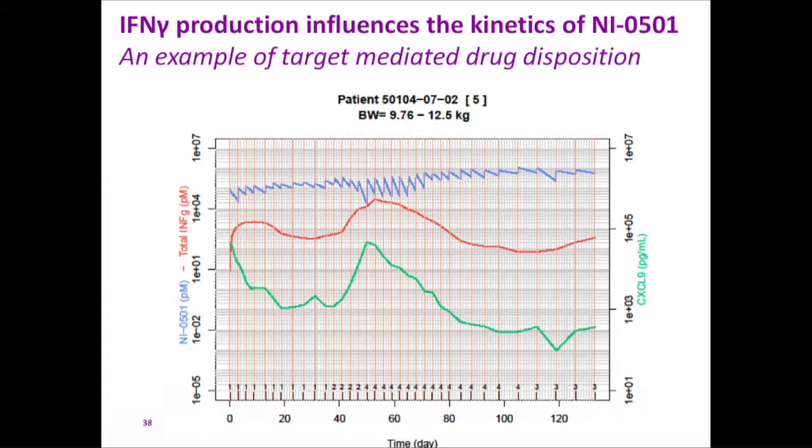So this is the level of the drug. You see the patient is losing drug here because total gamma is increasing. It's losing the drug because of target-mediated drug disposition, and therefore is losing neutralization. CXCL9 goes up again. If you increase the dose, which is what has been done here, you increase your level of drug. Total gamma is neutralized, and then slowly goes down. Is that clear? Hopefully.